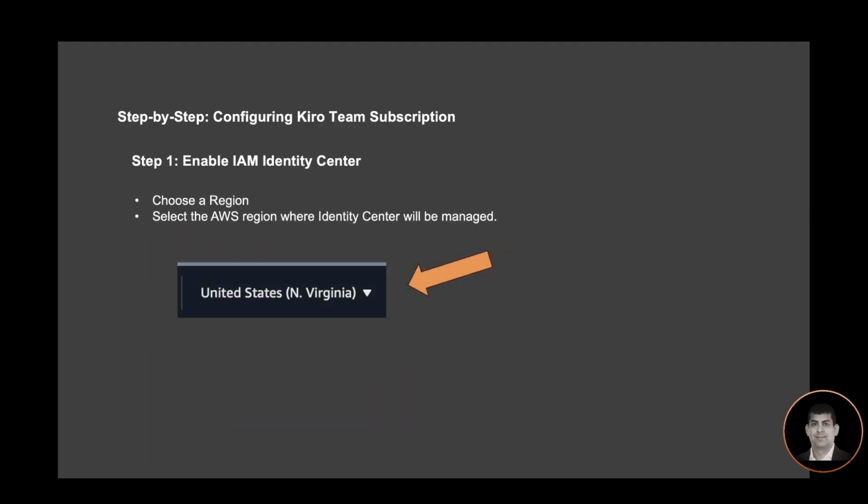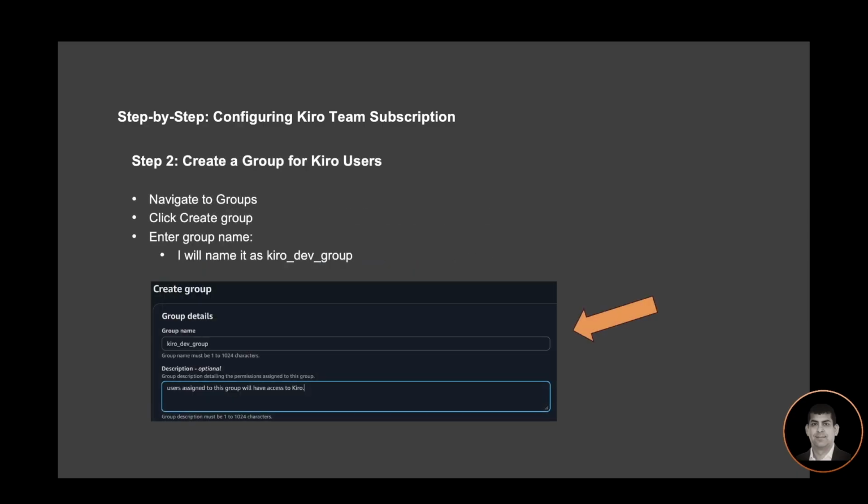Now, once you are enabling it, make sure you know which region you are enabling the service for. So that's very important. In my case, in this example, I'm selecting North Virginia. So that's the region that this IAM Identity Center will be managed in. Now, once I have it, I can create a group for Kiro users.